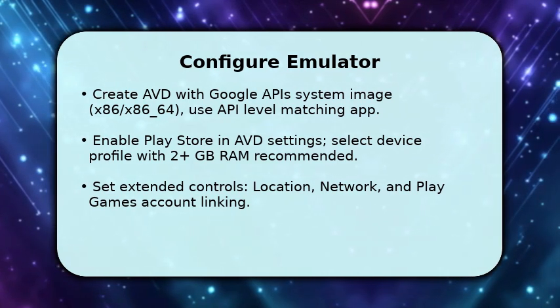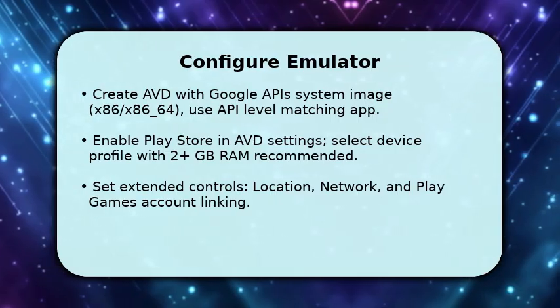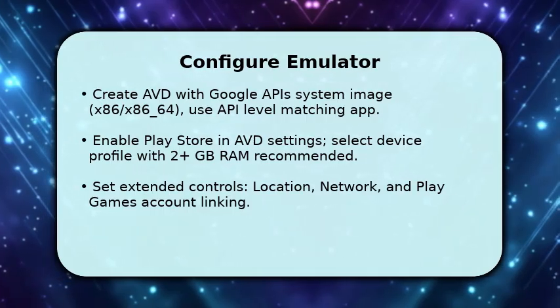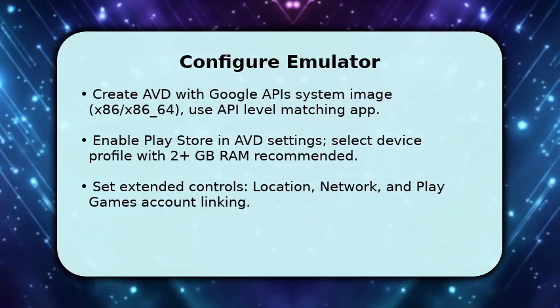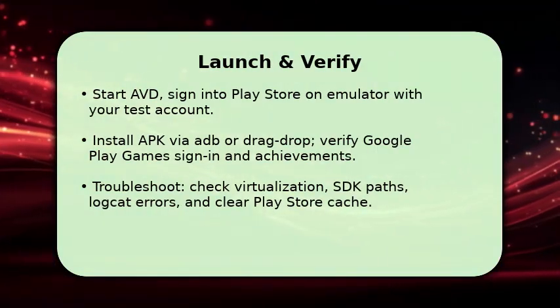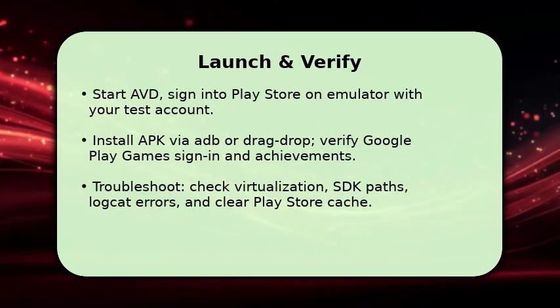Once the AVD is created, open extended controls to configure location, network throttling, and confirm Play Games account linking before launching. Launch the AVD and sign into the Play Store using your test account. This authenticates Google Play Games.